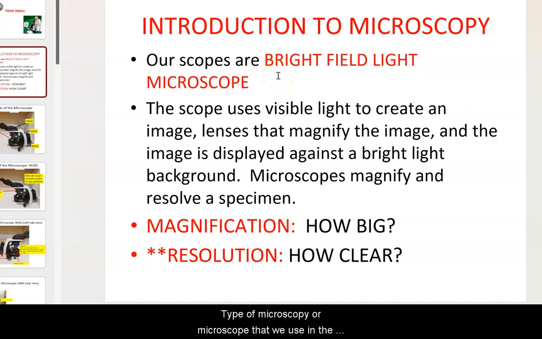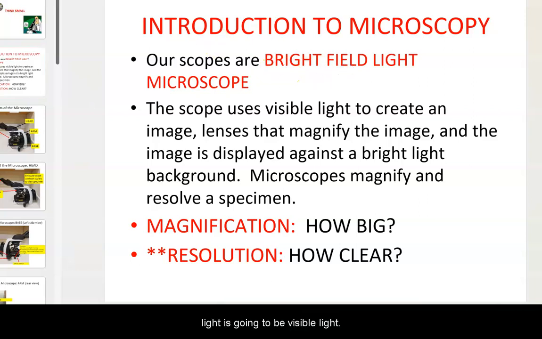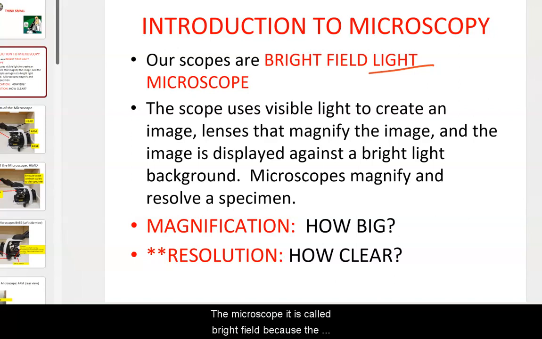The type of microscope that we use in the microbiology lab is a bright field light microscope. To be more specific, the light is visible light. It is called bright field because the background is lit. The purpose of a microscope is to enlarge a specimen.